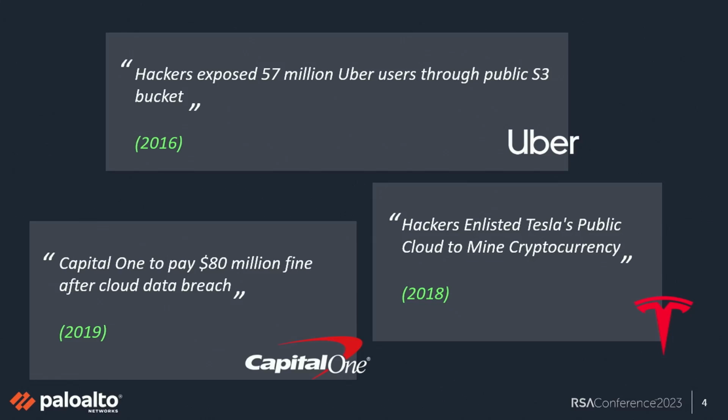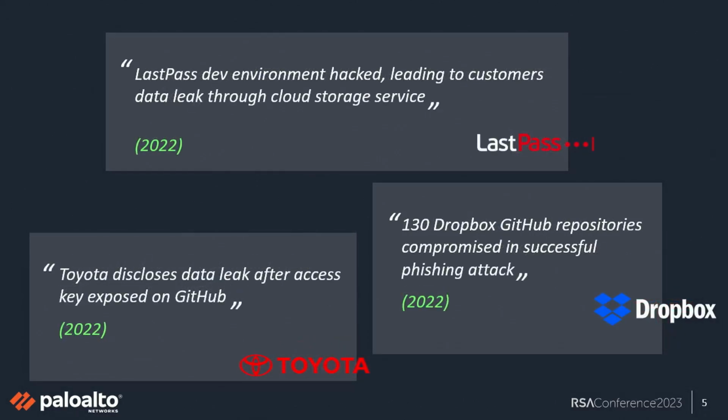However, in the last few years, we've seen the attack surface evolving, and we've seen more and more attacks against the software delivery process in order to compromise the same cloud environments. Here are some examples from the last year. The LastPass dev environment was hacked, leading to a data leak. We've seen 130 Dropbox GitHub repositories compromised in a successful phishing attack, and Toyota disclosed a data leak after a key was exposed on their GitHub repositories.